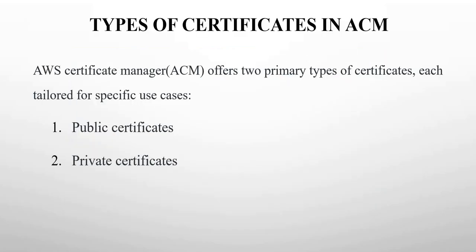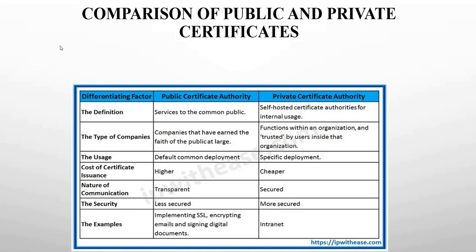The next is types of certificates in ACM. AWS Certificate Manager offers two primary types of certificates, each tailored for specific use cases. One is public certificates, the other is private certificates. Let's see what the differences are between public and private certificates. We need to compare both. So, a comparison of public and private certificates.